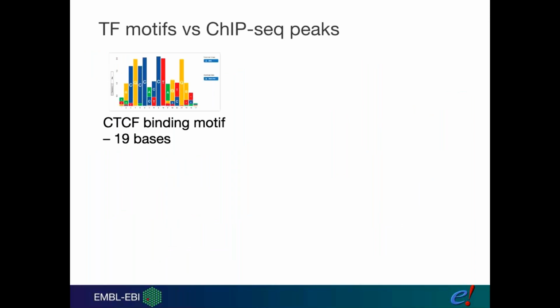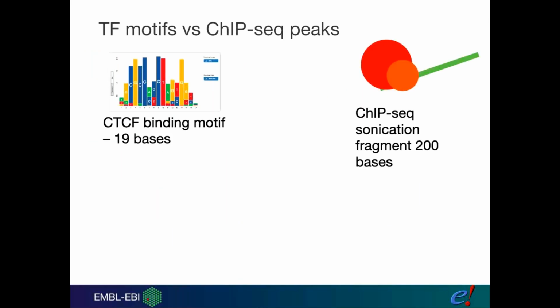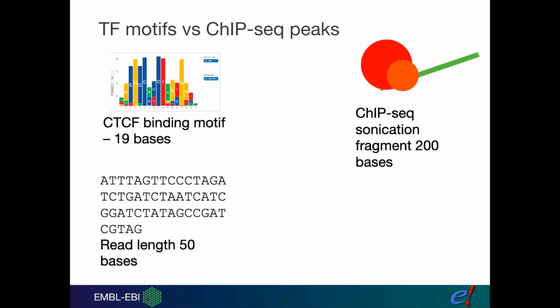So if we imagine this CTCF binding motif, which is actually a very large motif, and our ChIP-seq sonication fragment, you can see that it's about 10 times the size of it. So you've already got a massive expansion of what your fragment is. Your read length is about 50 bases. You're going to be using something like Illumina sequencing for this.